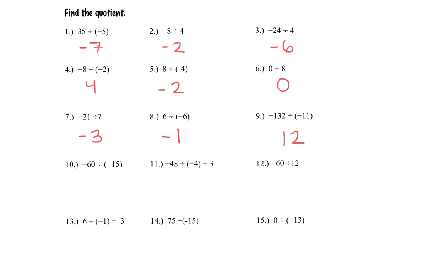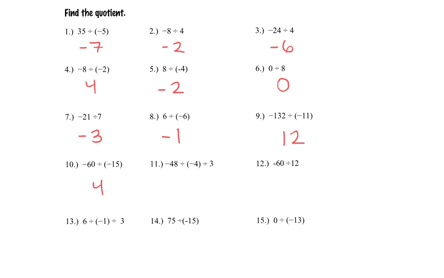All right, I would imagine these are going pretty quickly. So number 7 should be negative 3 because they have different signs. Number 8 is negative 1 because they have different signs. And number 9 is positive 12 because those have the same signs. Number 10 also has the same signs, and that is going to be positive 4.